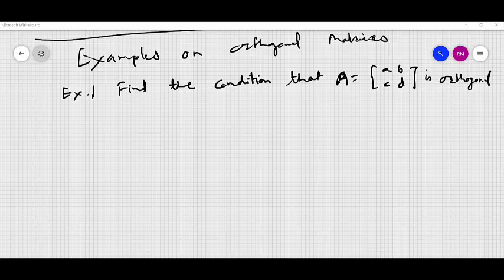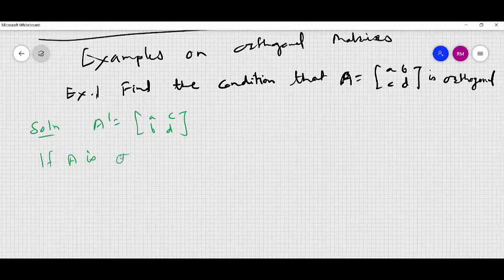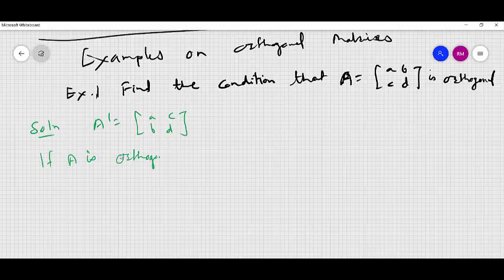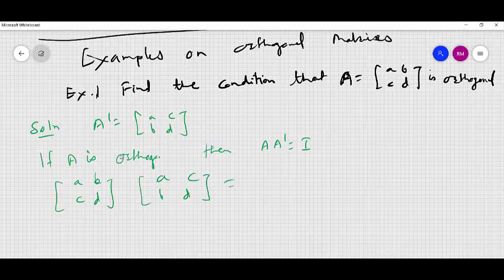So let us start. If A is given like this, its transpose is like this: a, c, b, d. Means the first row becomes the first column. Now if A is an orthogonal matrix, then A A dash equal to I. So substitute the value of A and the value of A dash, (a b; c d) times (a c; b d), that is equal to I.